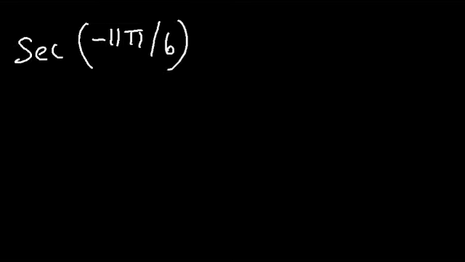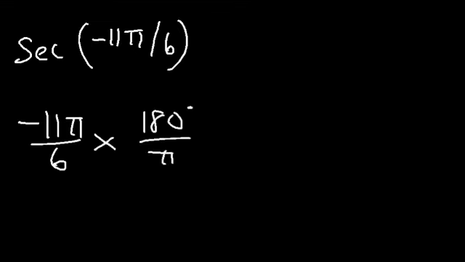So now let's say if we have secant, let's say negative 11 pi over 6. So what would you do? So we have a negative angle and it's in radians, and we have a secant function. So how would you figure out this one? So let's go ahead and convert radians into degrees. Let's not worry about the negative sign right now. So let's multiply by 180 over pi.